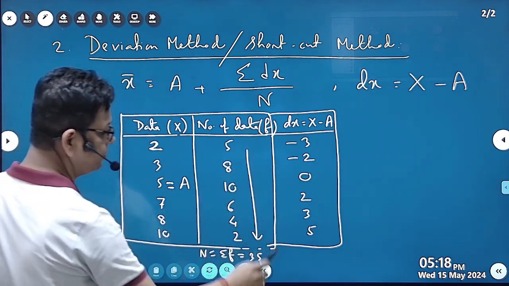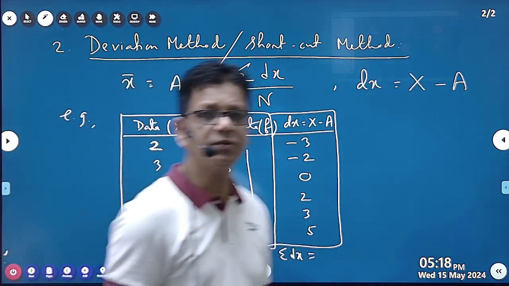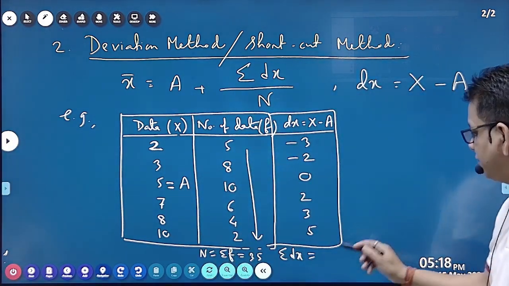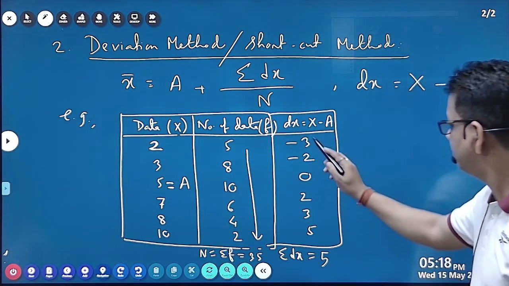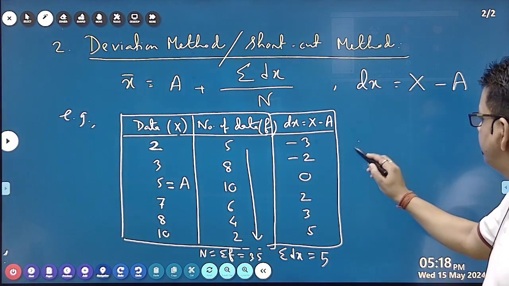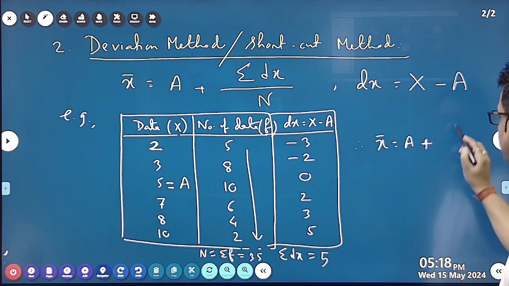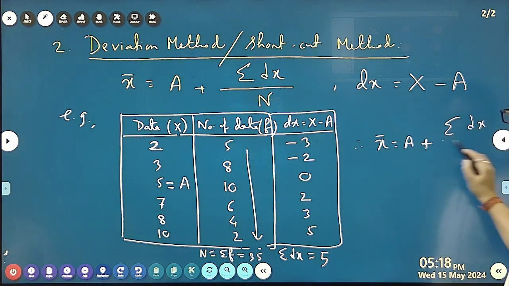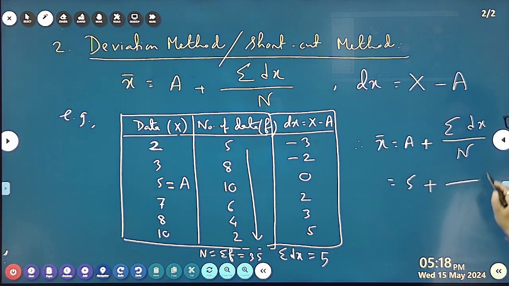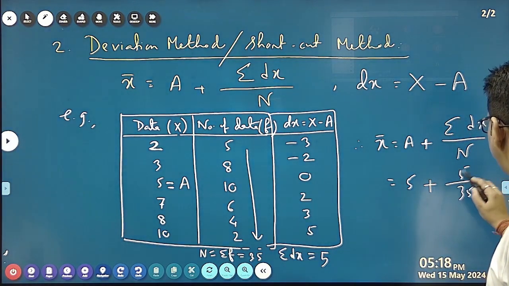Now you will have to find the summation of dx. I hope you know this symbol, this is summation. To find this summation of dx, just add up the numbers, and addition is easy. It will be 5 only, because, as I believe all of you know, minus 3 plus 3, minus 2 plus 2, they all get cancelled. So we are left with only 5. Therefore, the mean will be a plus summation of dx divided by n, I write the formula once again. A we thought of taking 5, summation of dx is also 5, n is 35. Is it correct?